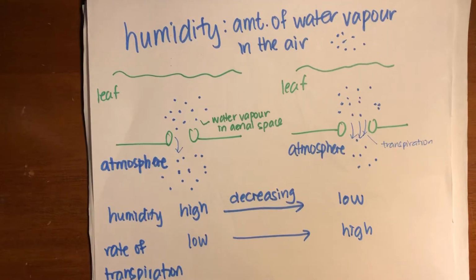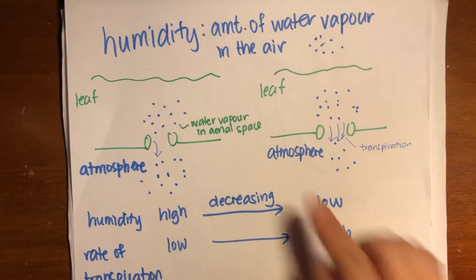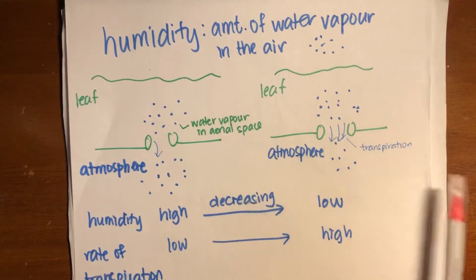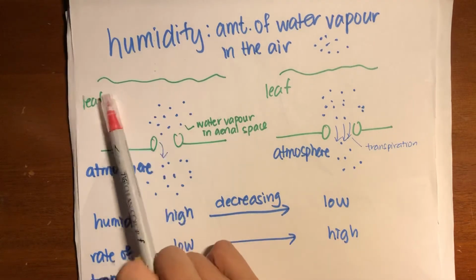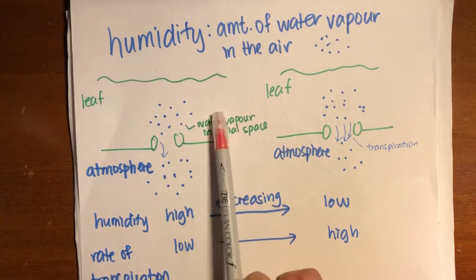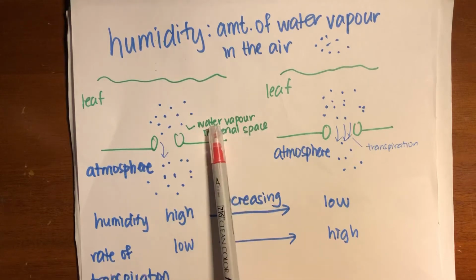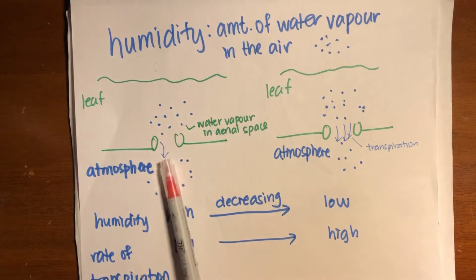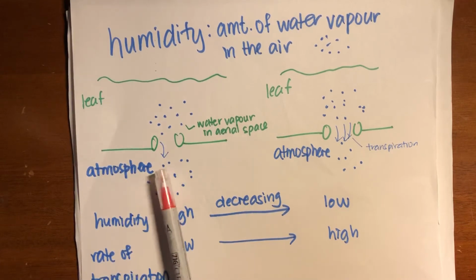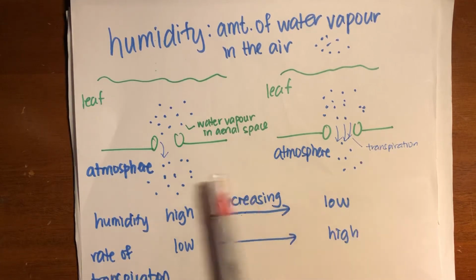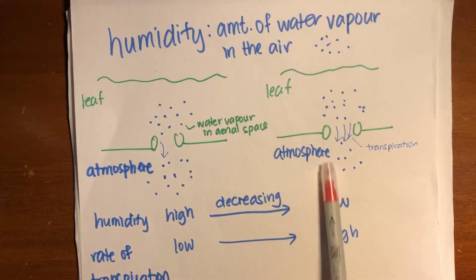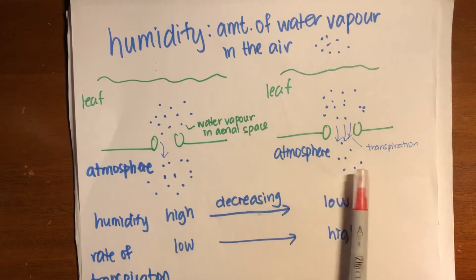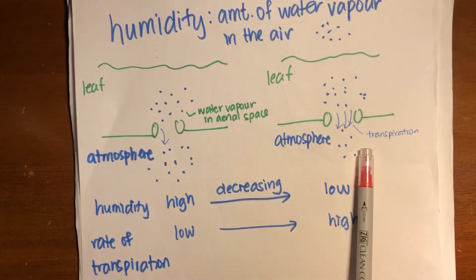Humidity is basically the amount of water vapor in the air. I think you're familiar with this. This is a leaf in high humidity. This is inside the leaf. These are the water vapor in the air spaces. This is the stoma, and this is the atmosphere. So I've drawn 2 scenarios: one where there's a lot of water vapor in the atmosphere, and one that has less. If I compare the 2, the one on the right has lower humidity.